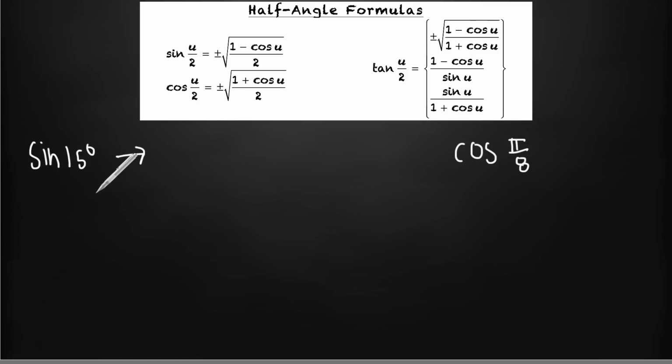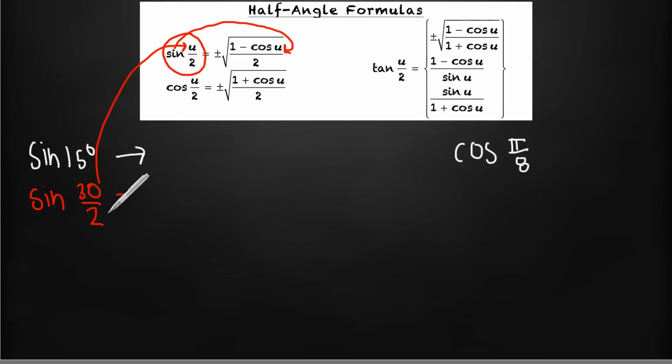So sine of 15, what we need to do is figure out that 15 is actually half of 30. So we are going to rewrite 15 as 30 over 2, and 30 is your u. So that's going to go right there. If you are trying to find sine of 15, you need to rewrite 15 as 30 over 2 and basically just plug it into the formula.